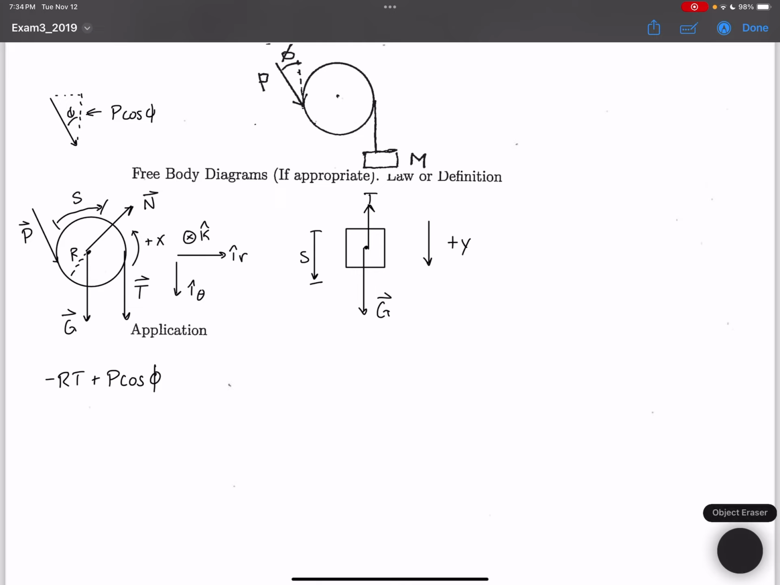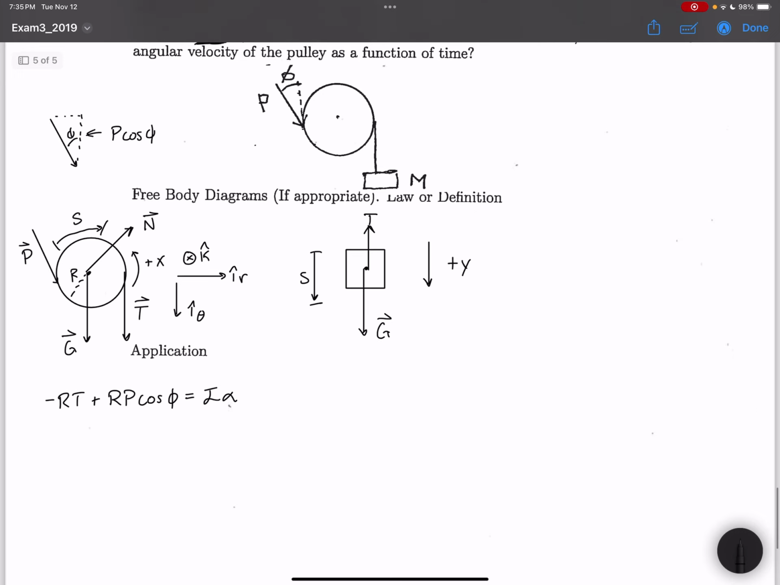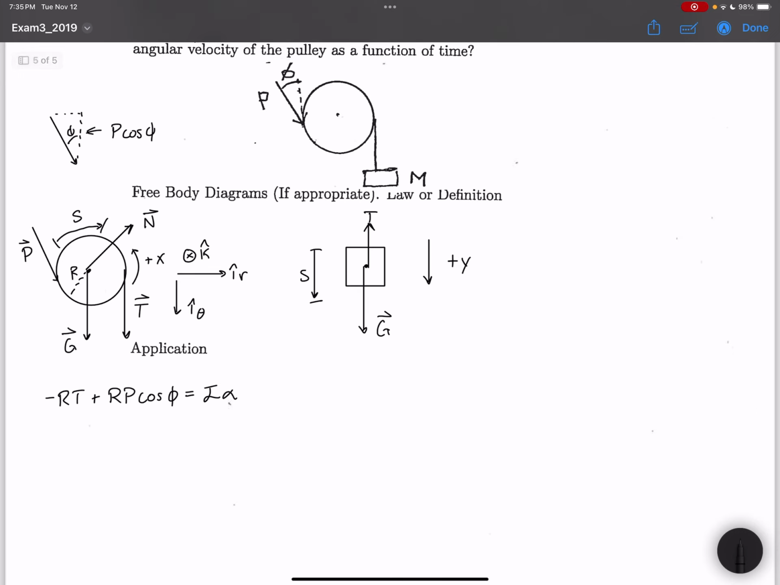Sorry, it's going to be P times R, or as you can say, R times P cosine of phi in the positive x direction. And that's going to equal its moment of inertia times alpha, some value alpha. Okay, so that's the pulley's. And then the box is going to be moving: positive mg minus tension equals MAY.